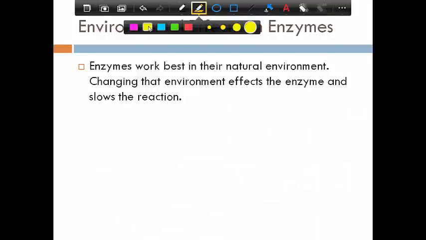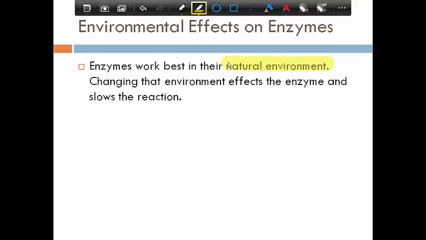So where they're going to have their best effects is wherever they're naturally found, because different parts of the body have different types of chemicals in them. The enzymes are going to be best suited to that part of the body. For example, an enzyme that's normally found in your stomach is not going to work as well in your heart, okay? Because there are different chemical environments in your stomach versus your heart. And so enzymes always work best in their natural environment.